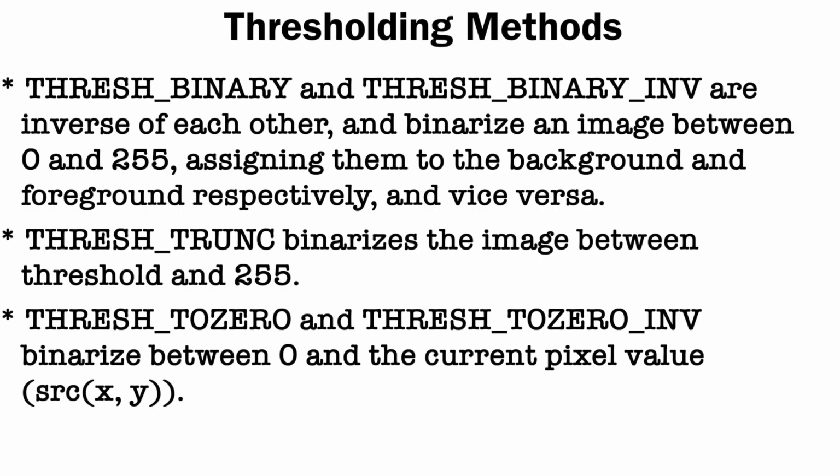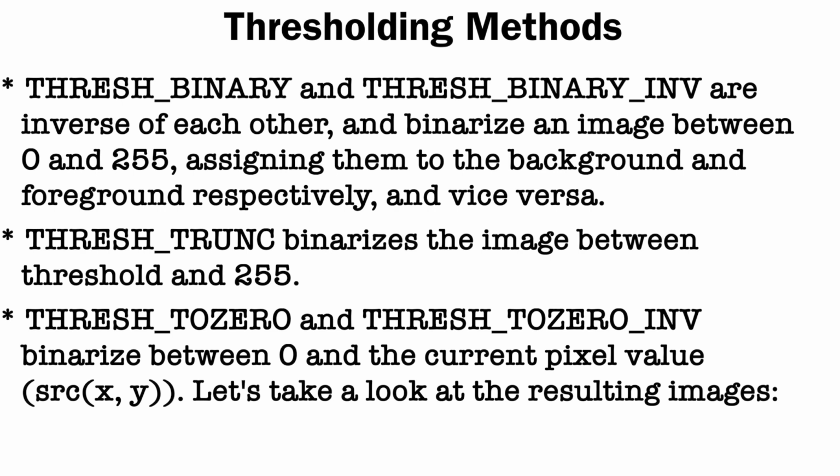Threshold binary and threshold binary inverse are inverses of each other and binarize an image between 0 and 255, assigning them to the background and foreground respectively and vice versa. Threshold trunc truncates the image between the threshold and 255. Threshold to-zero and threshold to-zero inverse binarize between 0 and the current pixel values.